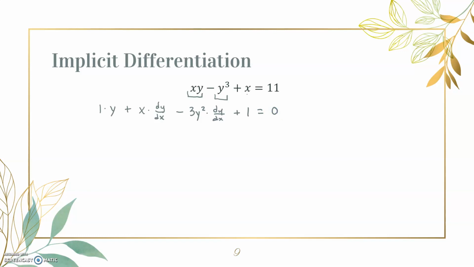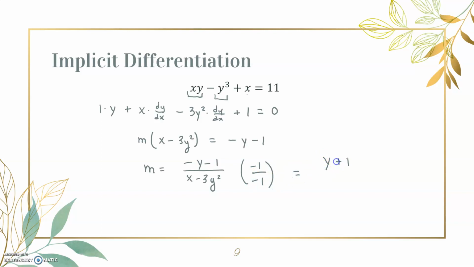Like I said, sometimes I like to replace the dy/dx with an m. I'm going to factor an m out of both of these two terms, and I'm going to move everything over to the other side. And then I'm going to divide to solve for m. And then it's possible you wouldn't see this as an option because it's equivalent to this answer. So you might see y plus 1 over 3y squared minus x as an option. So don't freak out if you don't see exactly your answer at first. You can usually get there by changing signs unless you made a mistake.